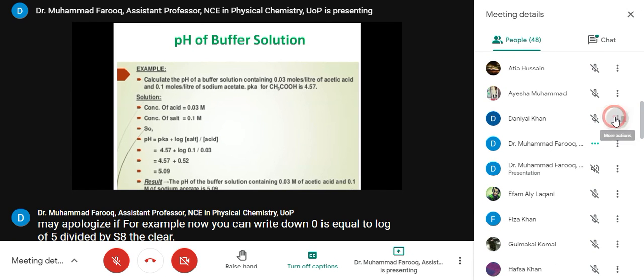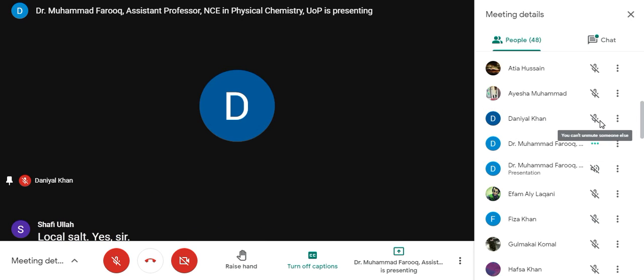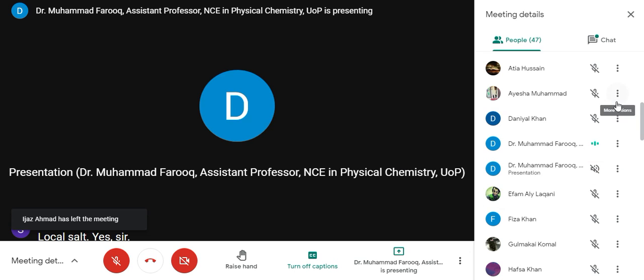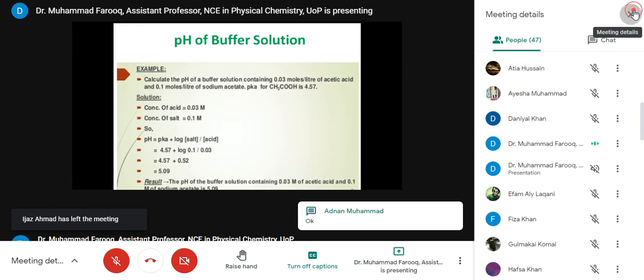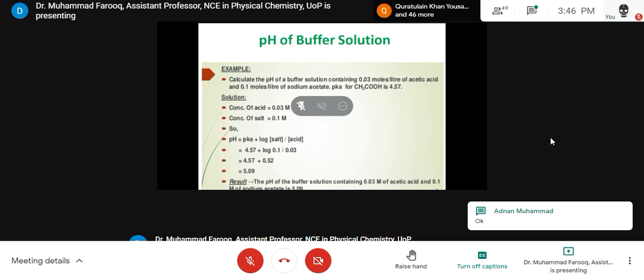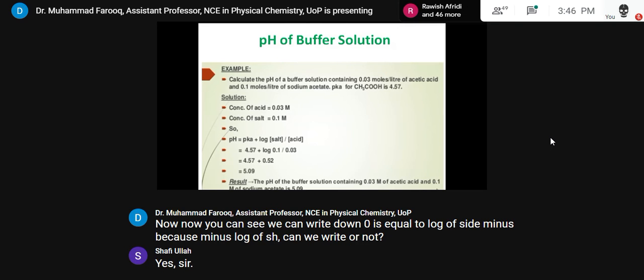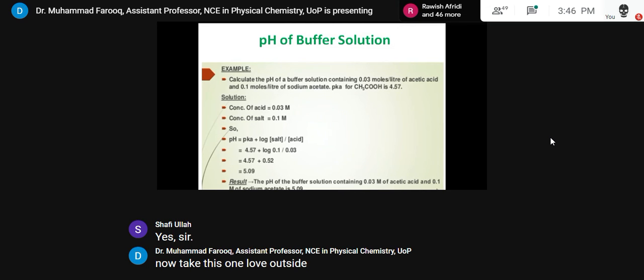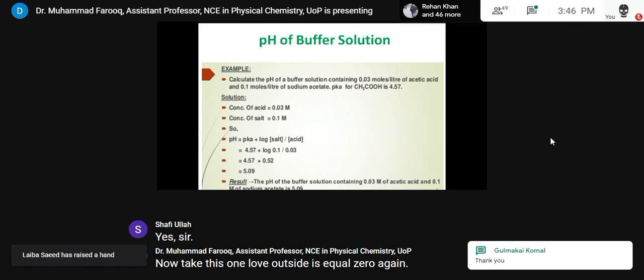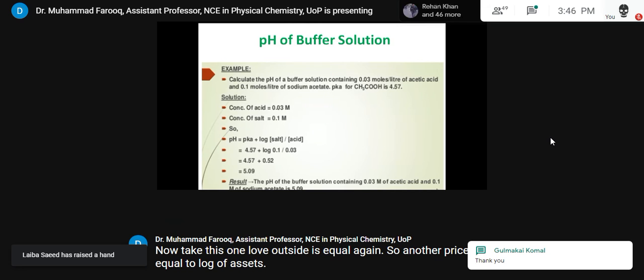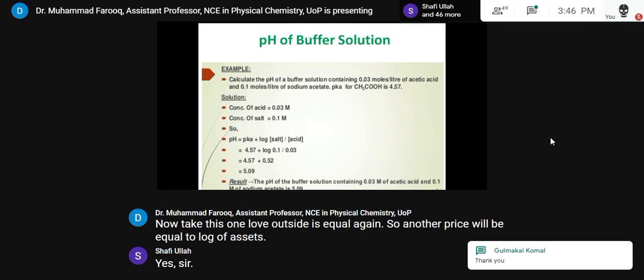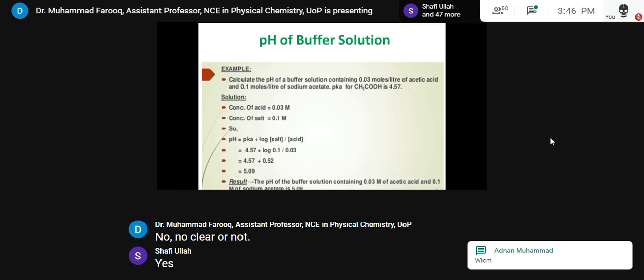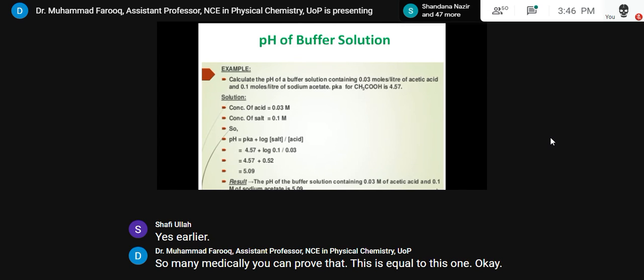Log of salt, yes sir. Now you can see we can write 0 is equal to log of salt minus log of acid. Can we write or not? Yes sir. Take this one, 0 is there, so log of salt will be equal to log of acid. Now clear or not? Yes sir, clear. So mathematically you can prove that this is equal to this one, okay?